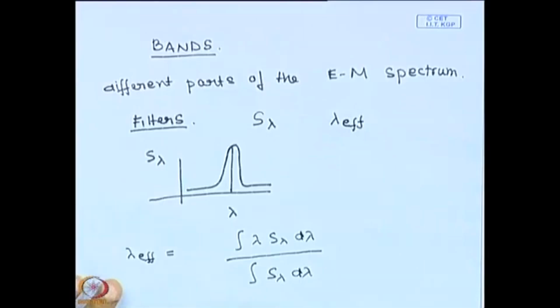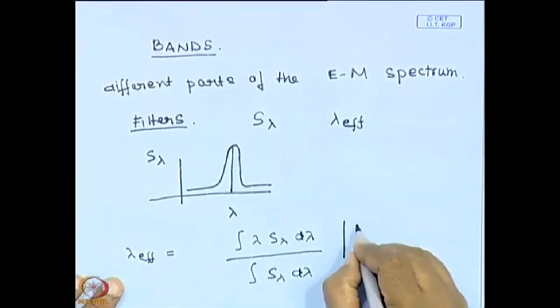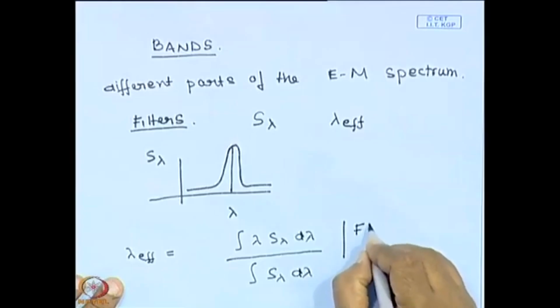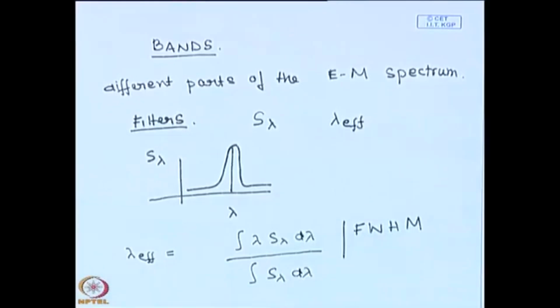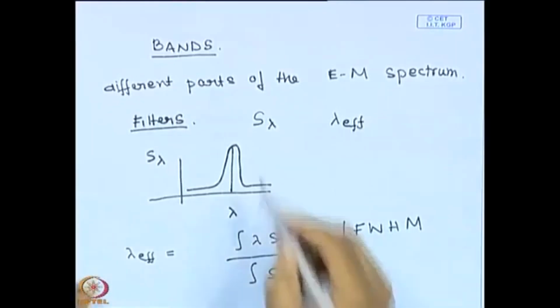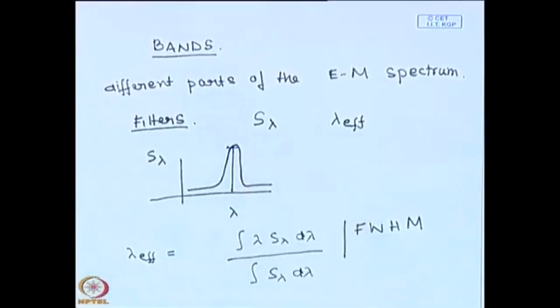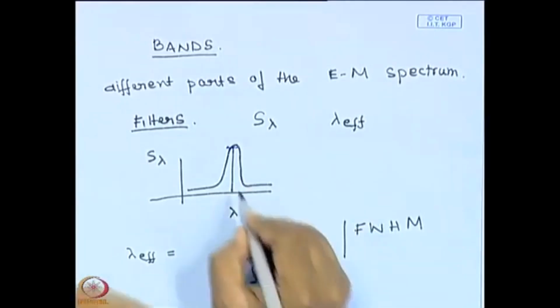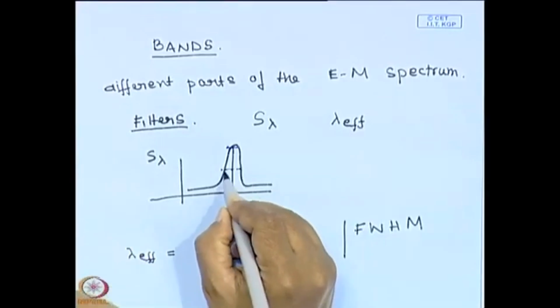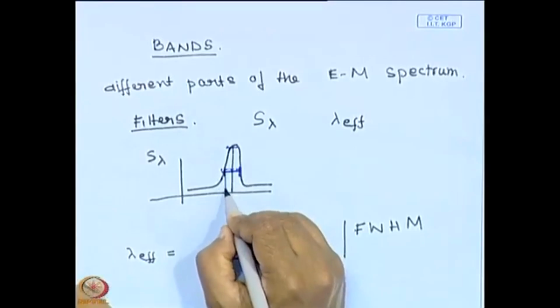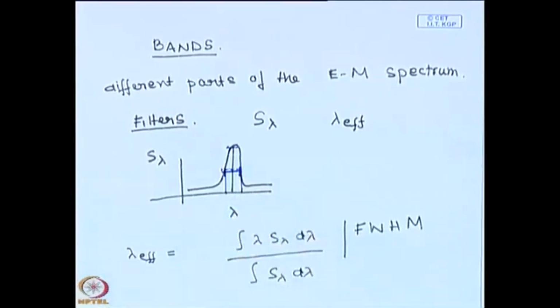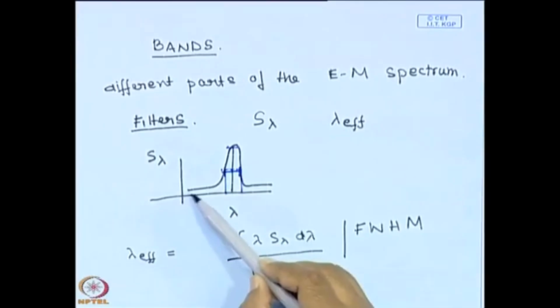So, you specify the effective wavelength and the full width at half maxima. What do we mean by this? You determine the position where the filter has maximum response, then find out where it has half that value. The width of this function at that point is the full width at half maxima. So these two numbers are typically provided to characterize the filter. If you really want to characterize it fully, then you have to give the whole function S lambda.